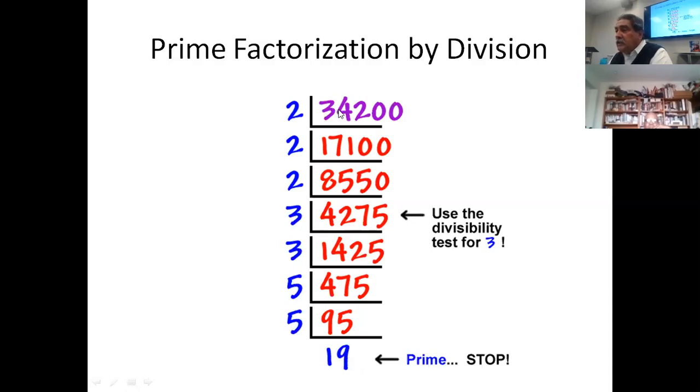So this 34,200 is a product of prime factors: 2 times 2 times 2 times 3 times 3 times 5 times 5 times 19. Multiply them, you get this number. All right? Everybody is with me? Mm-hmm.